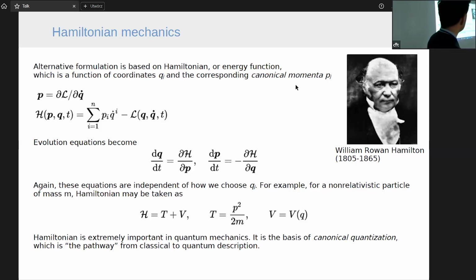And it's another way. It also allows us to simplify some problems more. But what is also very important is that it's extremely important in quantum mechanics. You need to use Hamiltonians to perform canonical quantization, which is the way to go from the classical to the quantum regime. So this is the motivation why we are all so crazy about Hamiltonians.